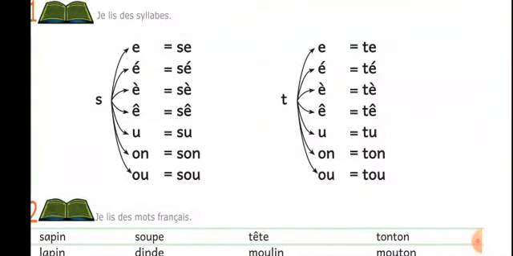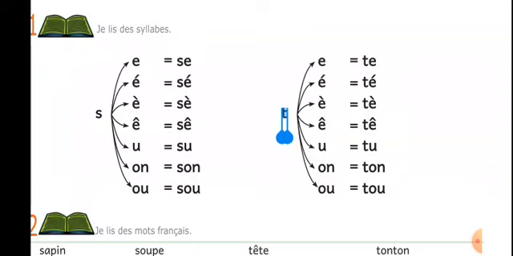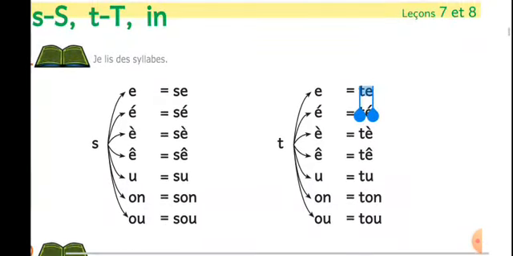Now let's move right away to la lettre T, combining with these same vowel sounds, and see what we obtain this time with the letter T in question. So let's start with the first. We have T, E, T. Again, T, E, T. Very good. Next.